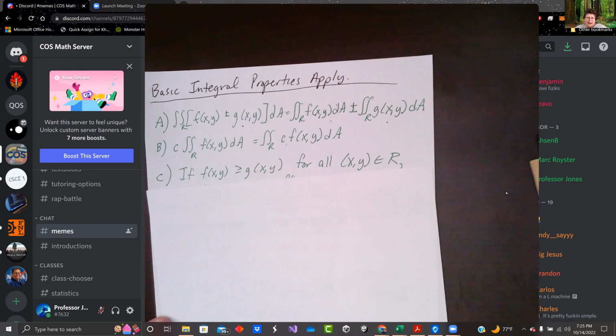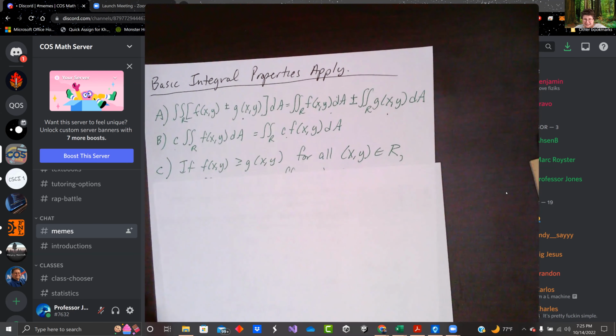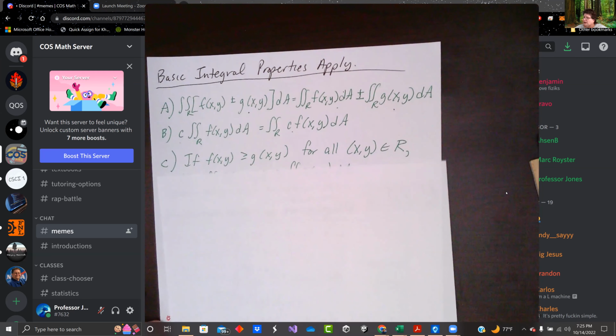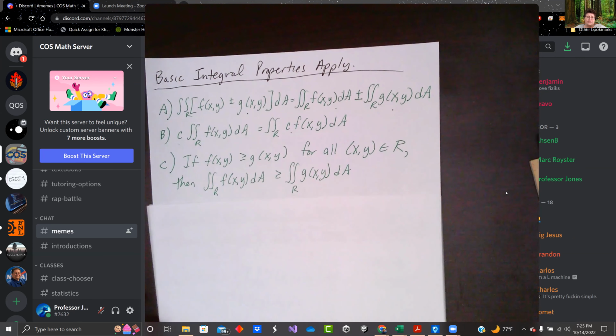If f of x, y is greater than or equal to g of x, y for all x, y in that region R, then the integral of f of x, y is greater than or equal to the integral of g of x, y. Seems straightforward, makes sense.